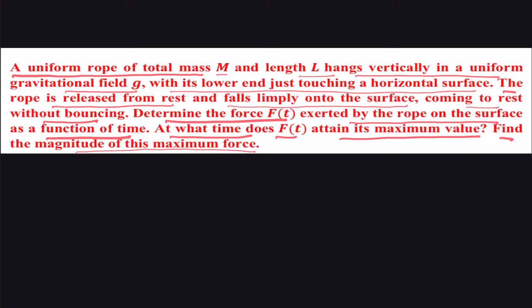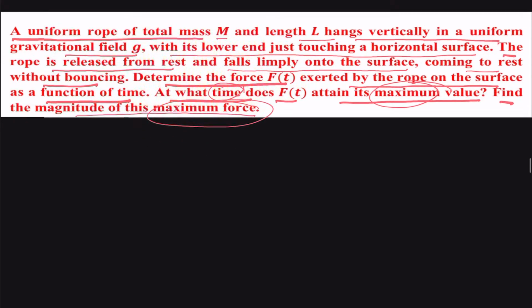So the major difference between this and the previous question is that in the previous question only part of the chain was on the table, and in this particular question the entire chain is on the table. So this is a major difference between the two. And in this case we are also going to find two additional things: the time and the magnitude of the maximum value. Okay, so these are two additional things which we are going to find out.